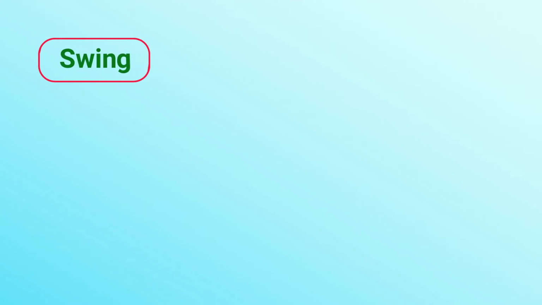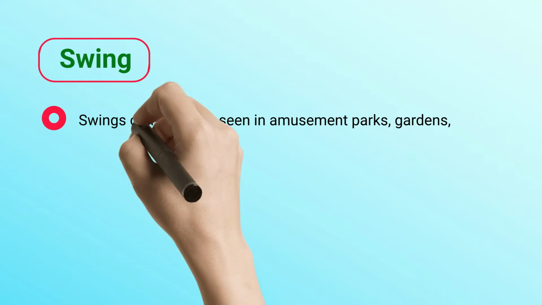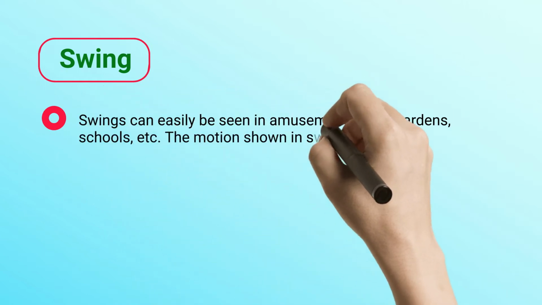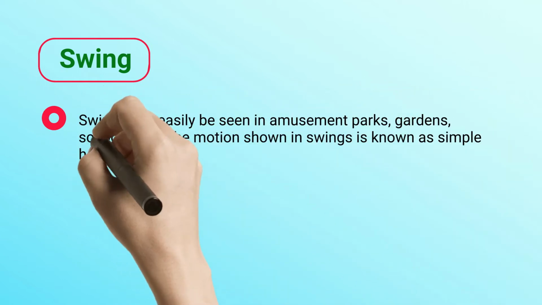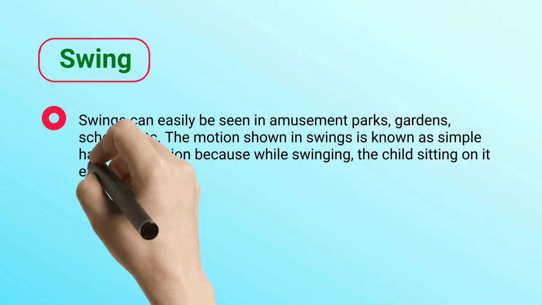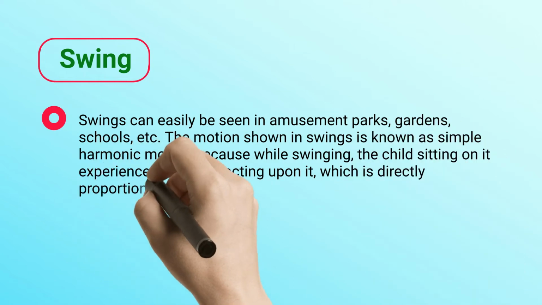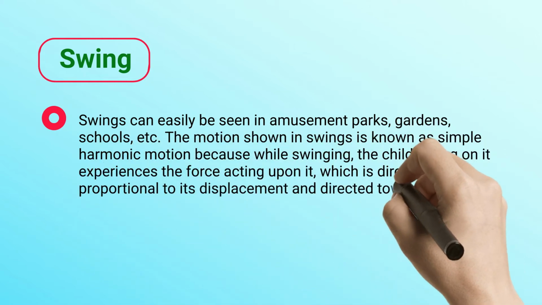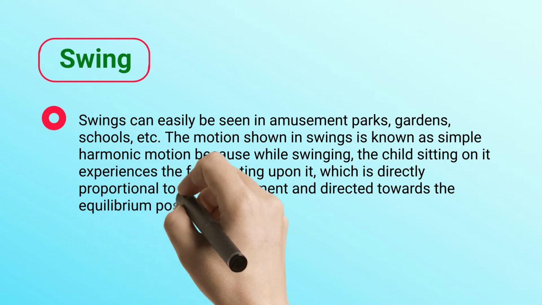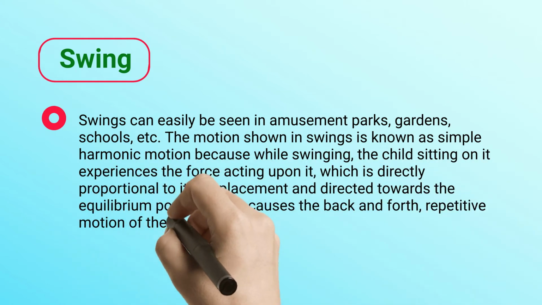Swing. Swings can easily be seen in amusement parks, gardens, schools, etc. The motion shown in swings is known as simple harmonic motion because while swinging, the child sitting on it experiences a force acting upon it, which is directly proportional to its displacement and directed towards the equilibrium position. This causes the back and forth, repetitive motion of the swing, causing simple harmonic motion.